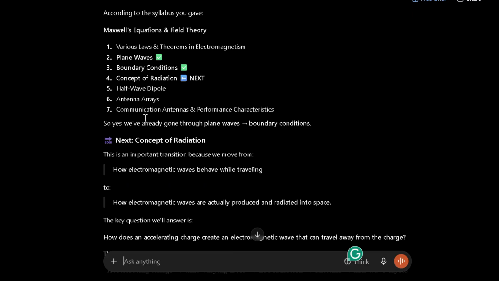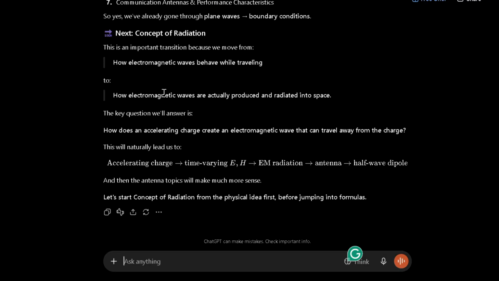So next up is the concept of radiation. This is an important connection between how electromagnetic waves behave while traveling and how electromagnetic waves are actually produced and radiated into space. The key question we will answer is how does an accelerating charge create an electromagnetic wave that can travel away from the charge? This will naturally lead to: accelerating charge, time-varying electromagnetic fields, radiation, antenna, half-wave dipole, frequency.